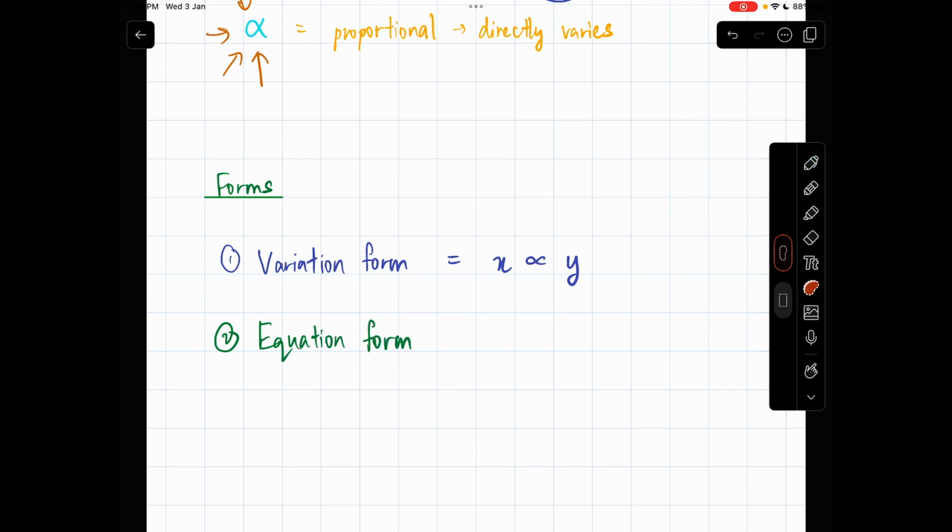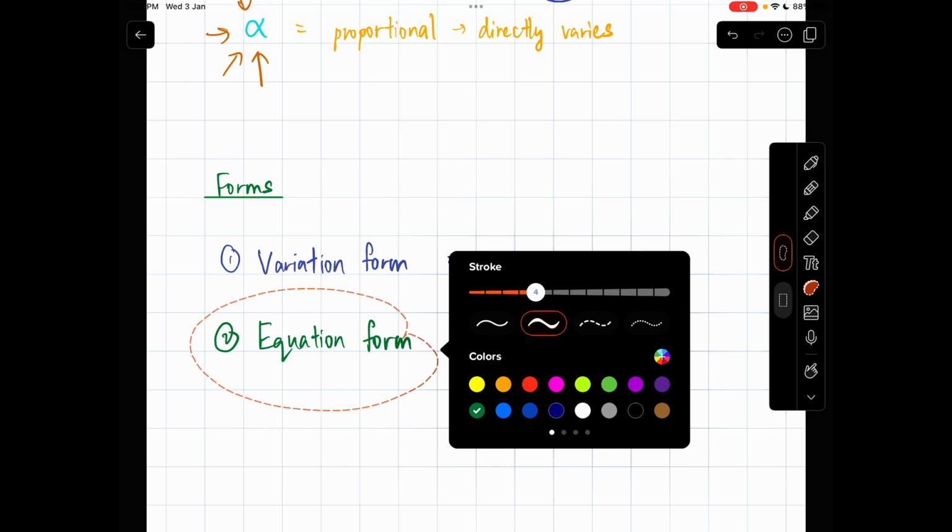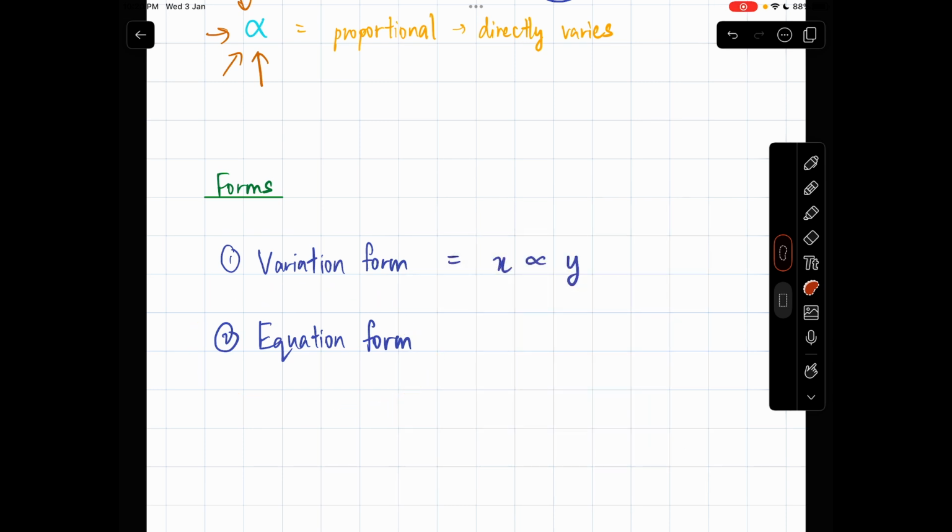Pardon my green color. Let me change it to blue right here. It's the same color? Nope. There we go. So equation form. Don't worry, it's just that I am not a big fan of green. I don't hate green color, it's just that I'm not a big fan.